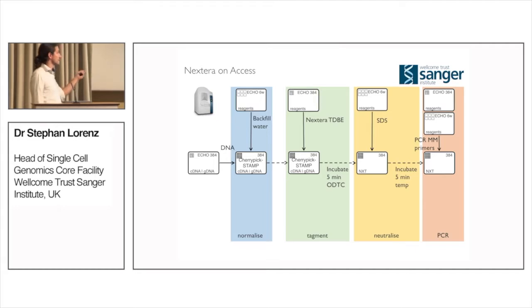Because what happens next is a 12-cycle PCR, which we are not doing on deck in order to not block the system. So just visually a bit more pleasing. So we have a normalization step, tagmentation, neutralization, and PCR. This is running fine for a single plate. We then went ahead and, of course, wanted to do many plates. And this is where we reached one point where we got a bit stuck.